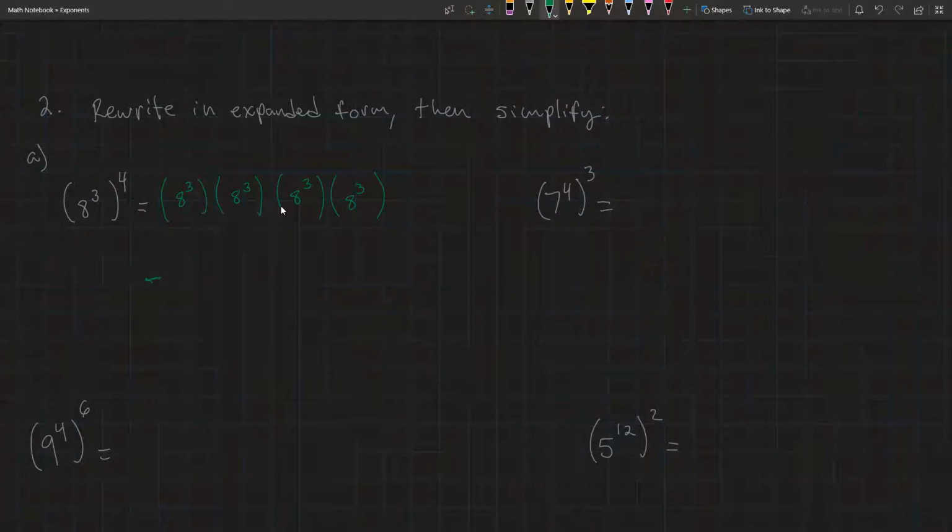we know that this becomes a to the what power? A to the 12th. And hopefully you can see how that was the same.